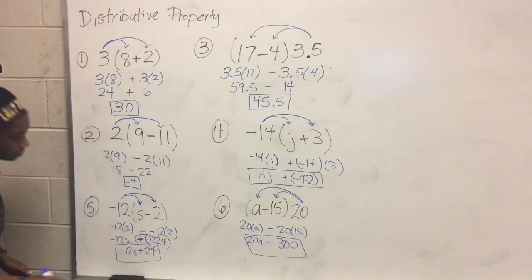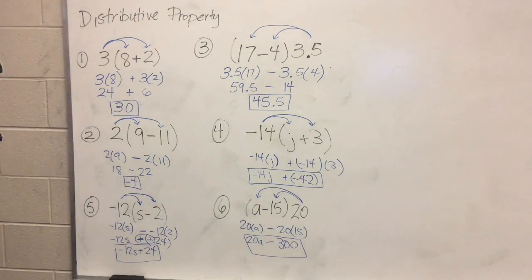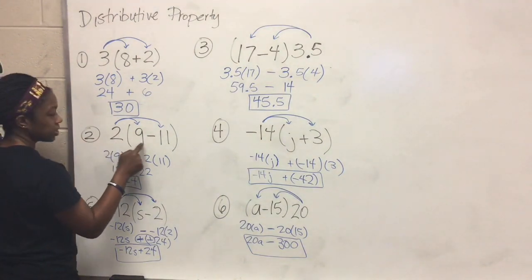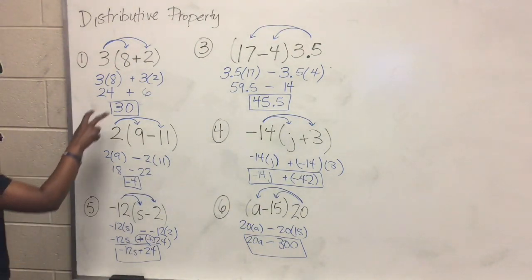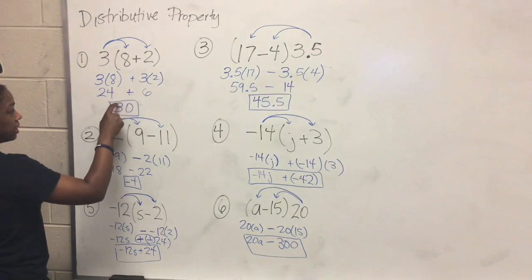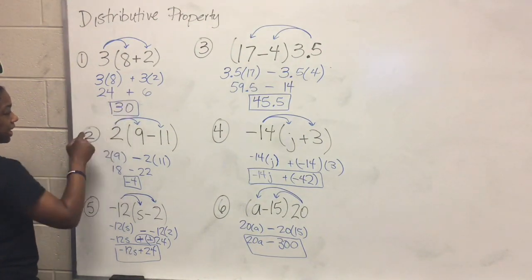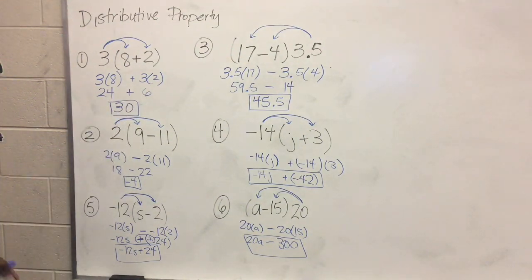So, just to recap, when you are doing distributive property, you want to make sure that you are multiplying what's on the outside by everything on the inside. I should see your arrows. I should see when you multiplied, when you got the answer from multiplying. I should see your final answer, and it should be boxed.